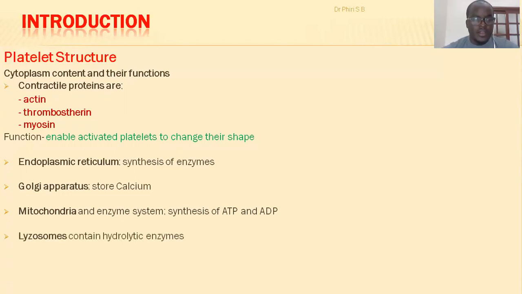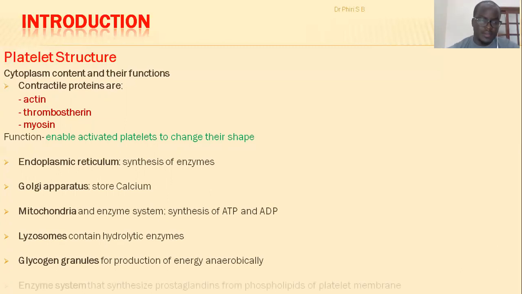Then lysosomes contain hydrolytic enzymes. So these hydrolytic enzymes are involved in digestion of a lot of substances. The glycogen granules are for production of energy anaerobically. So you have glycogen granules, and this glycogen can be broken down into glucose, and then this glucose will undergo anaerobic respiration, whereby it will be converted into pyruvate, and that process will produce energy, but without the utilization of oxygen. That's why it's called an anaerobic process.